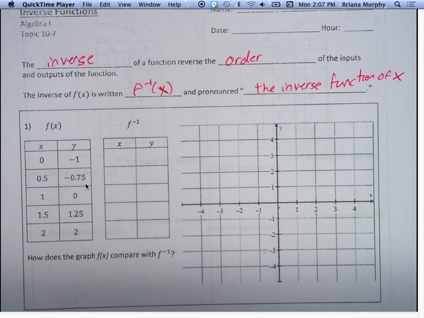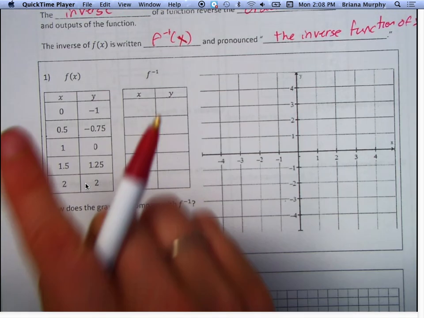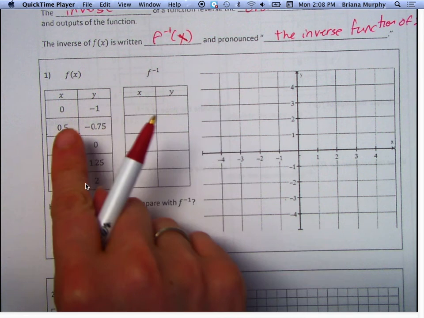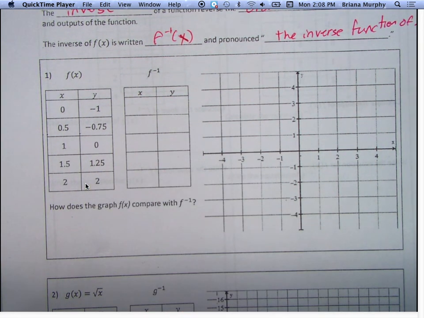The inverse of a function reverses the order of the inputs and the outputs of the function. The inverse of a function is written f of negative 1 of x, and pronounced the inverse function of x. Okay, so all this means is all my x's are now y's, all my y's are now x's. Okay, so we're going to graph this first one.